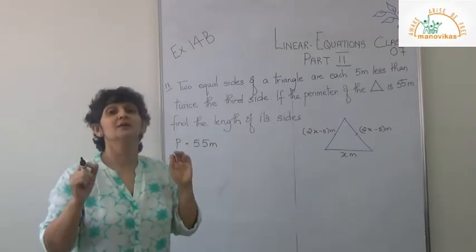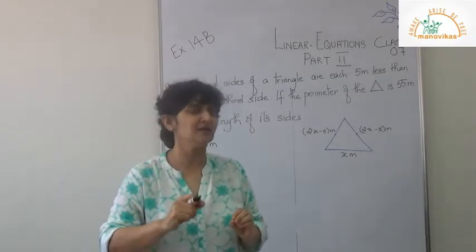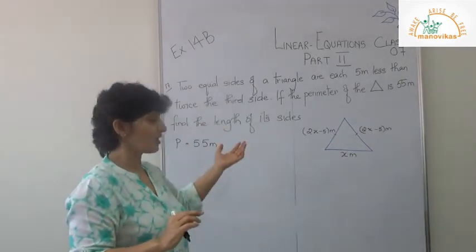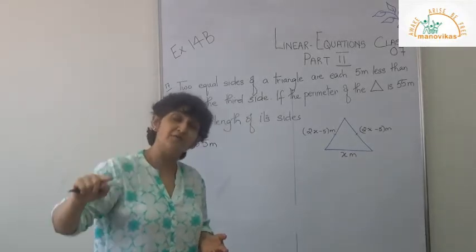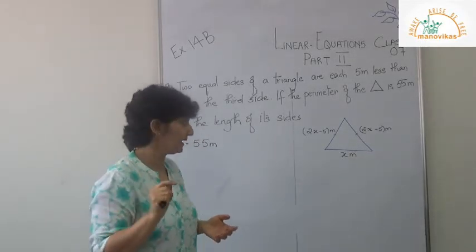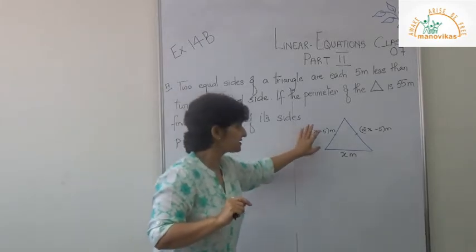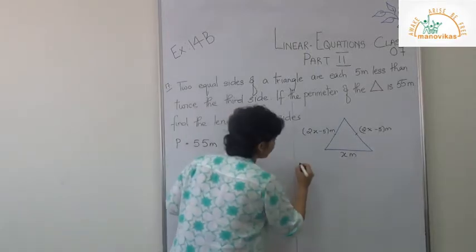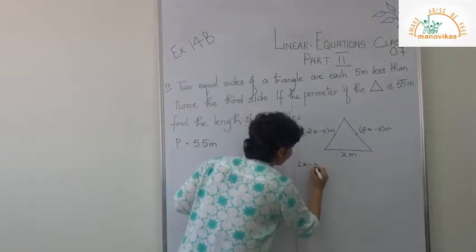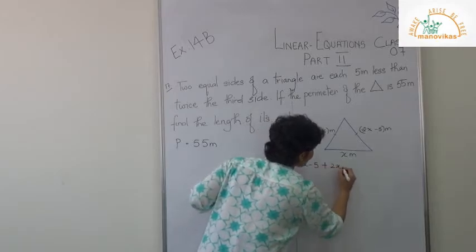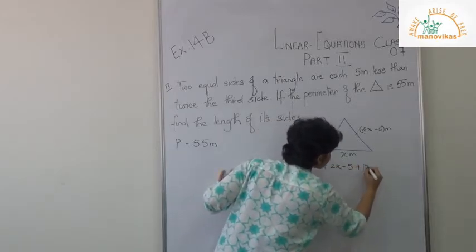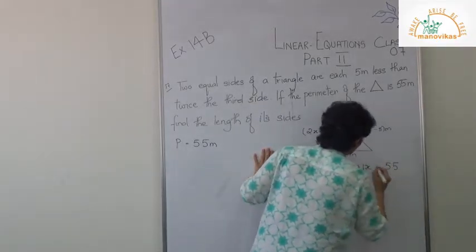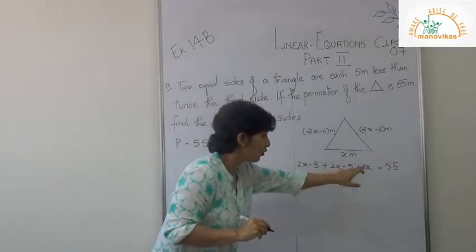Now, perimeter means what? Perimeter means plus. What did I say? Plus all the sides. In a triangle you have 3 sides. So the sum of all the 3 sides is your perimeter. So that is this side plus this side plus this side is equal to 55. Let's solve it. 2x minus 5 plus 2x minus 5 plus 1x is equal to 55. Correct? 2, 3, 4, 5.